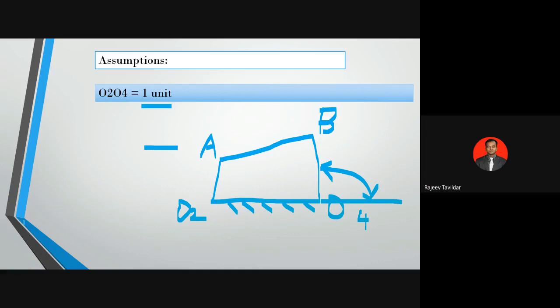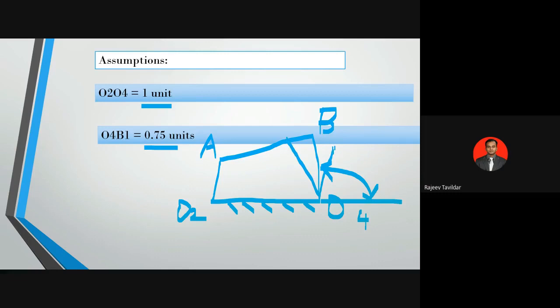Next assumption is O4B1. Since the output link has 3 precision positions, it will have 3 links in this fashion: B1, B2, B3. So the O4B1 link length, I'm going to assume as 0.75 units. Whatever unit you have taken here, the same unit you have to take here.